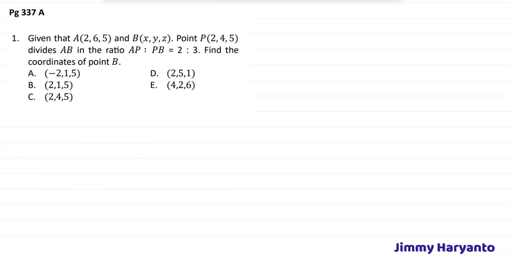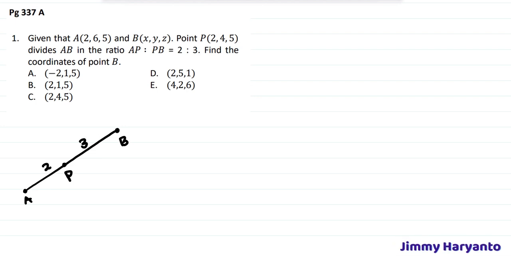Okay, next is page 337A. Given that A equals (2, 6, 5), B is (x, y, z), and point P is (2, 4, 5). P divides AB in the ratio of, let's say this one is A, this one is B, this one is P, AP equals 2, PB equals 3. So let's try to find the B using the ratio. Yes, so AP to PB equals 2 to 3, right?